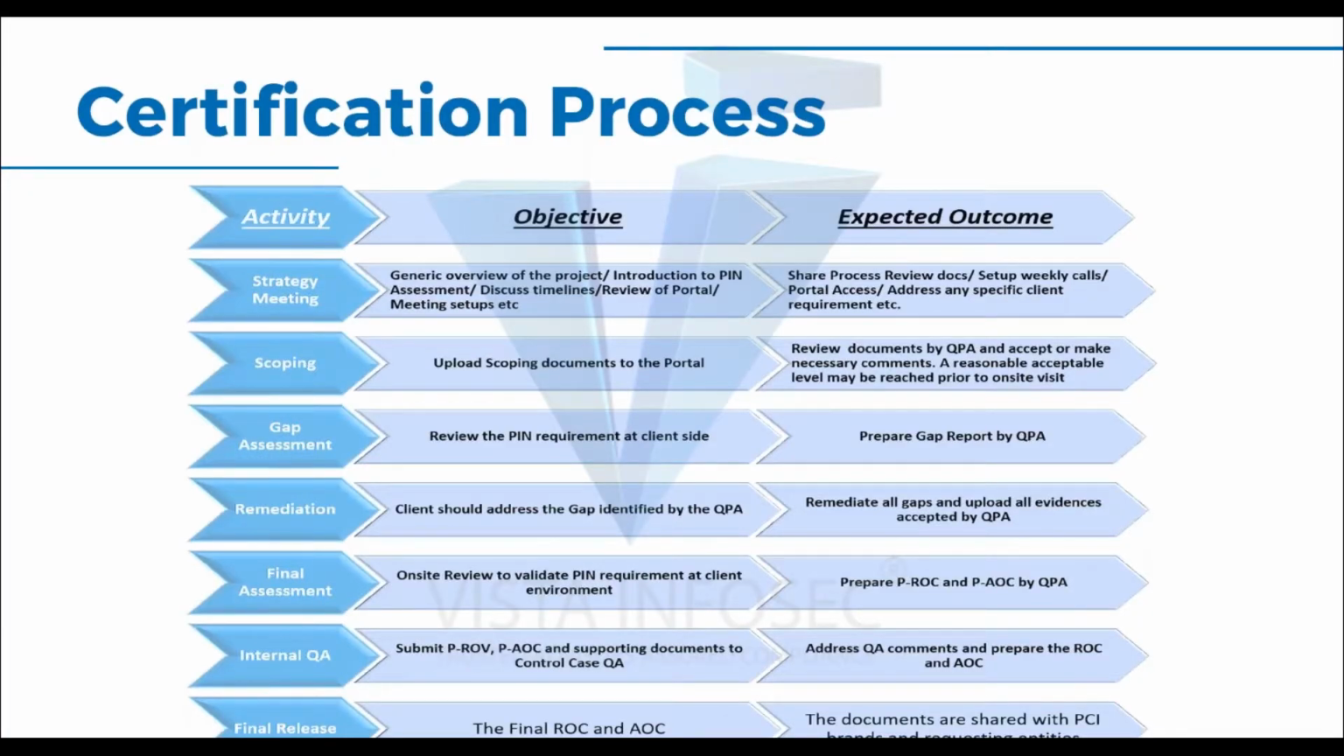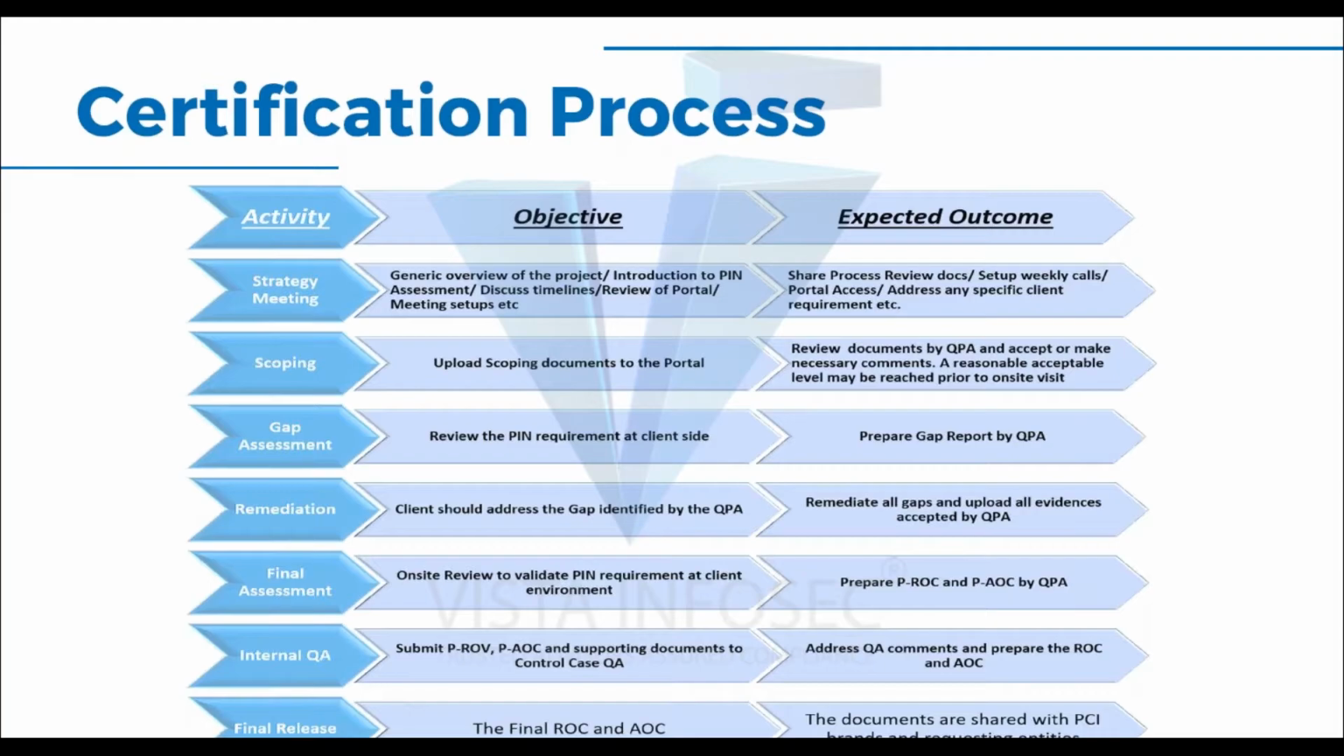And this is what the certification process looks like. It's the same by and large for all your PCI processes. First there is a strategy meeting wherein there is a general overview of the process, and the review docs and project plan would be shared. Like we have a DMS portal, document management system for evidence uploading, and a GRC portal. We then look at addressing any specific client queries that might be in place. Then the scoping happens.